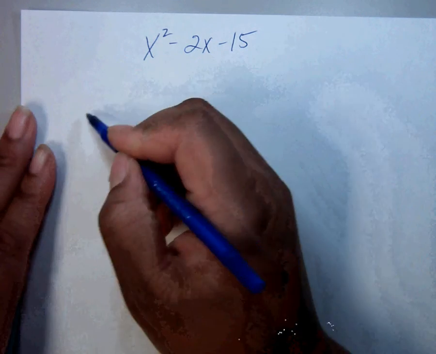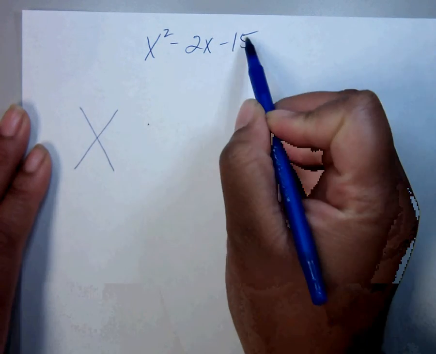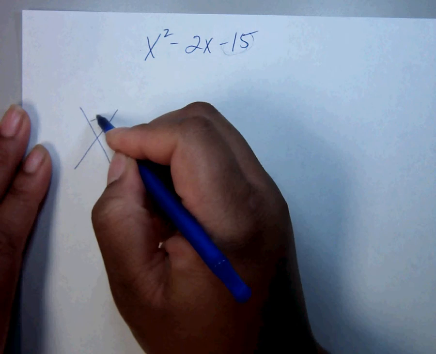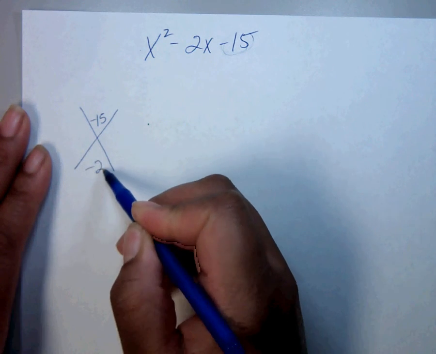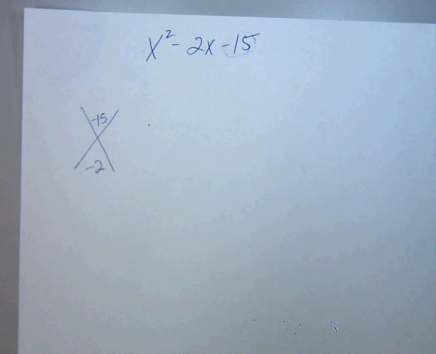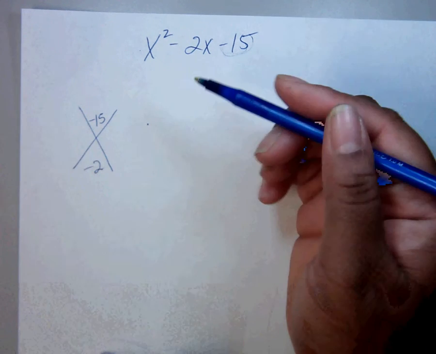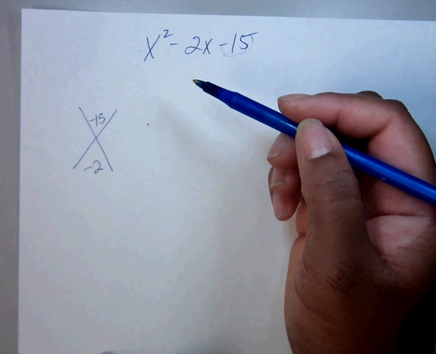Okay, so let's do the x factor first. Negative 15 times 1 gives me negative 15. And then I put negative 2 at the bottom. And the two numbers that multiply to negative 15 and add to negative 2 would be some form of 5 and 3.